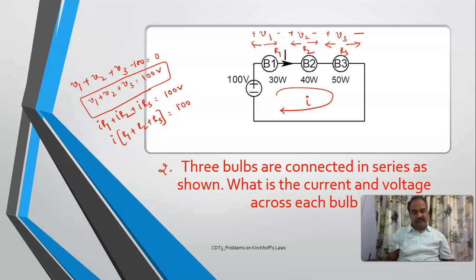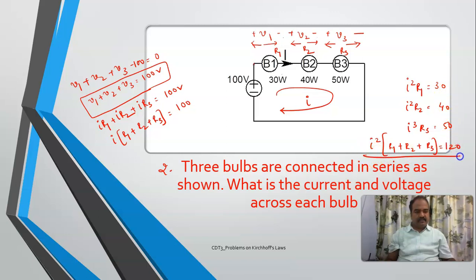In the second equation, if you carefully see how we can write the second equation. The power which is dissipated in this one is given as 30 watts. What is the power which is dissipated in the first resistor? It can be taken as I square R1. It is 30. Similarly, second one I square R2, it is 40. Third one I square R3, it is 50. So if I add them and take I square as common, I will get I square times, how much? 30 plus 40 plus 50. It is 120.